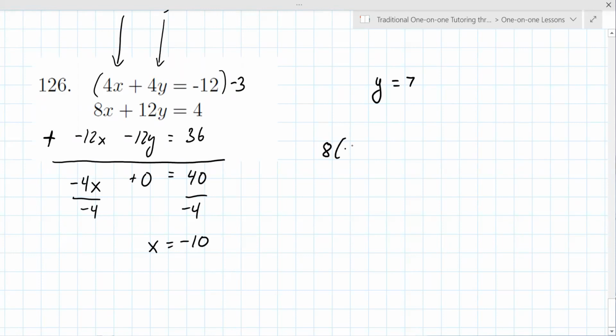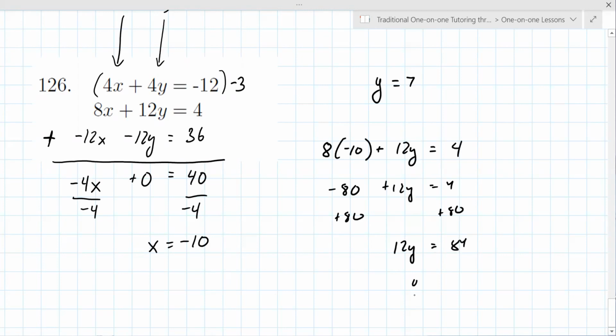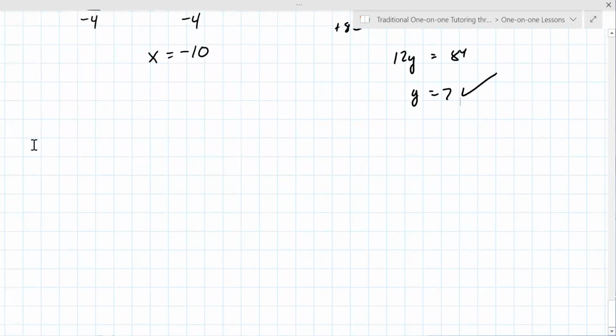So 8 times negative 10 plus 12y equals 4. So this is minus 80 plus 12y equals 4. Add 80 to both sides. 12y equals 84, so y equals 7. Excellent. Okay. All right, now the next example.